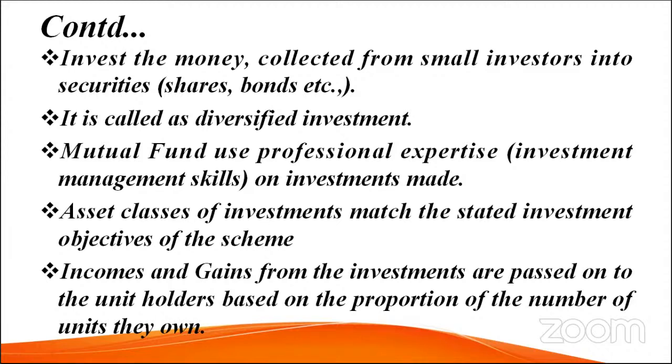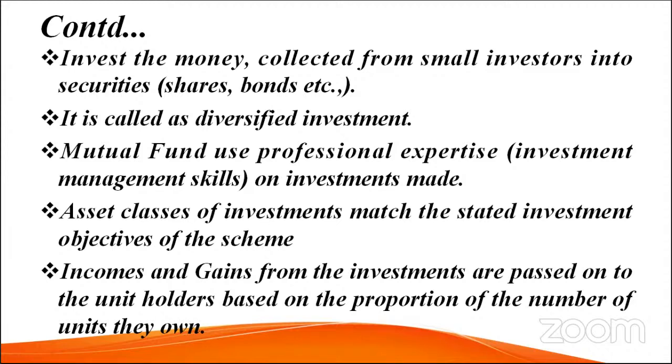This money can also be invested in the stock market. Then income and gains from these investments are passed on to the unit holders based on the proportion of the number of units they own. Sir, now, asset classes of investment match the stated investment objectives of the scheme. Can you explain it again, sir?